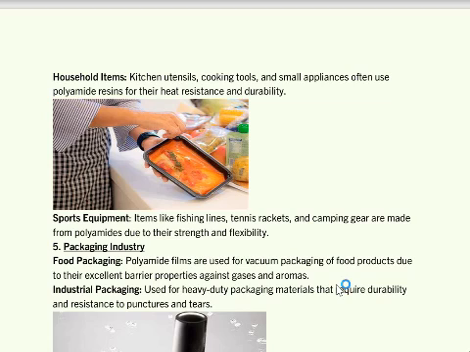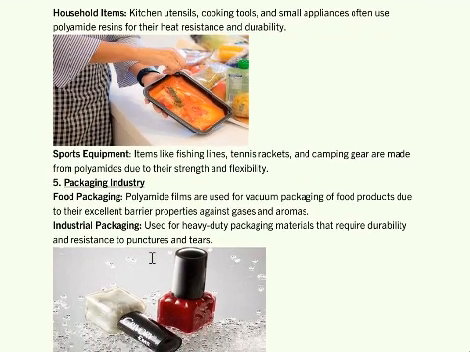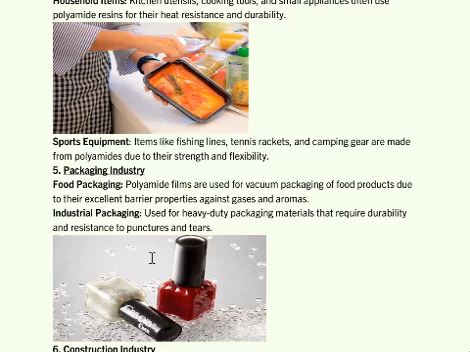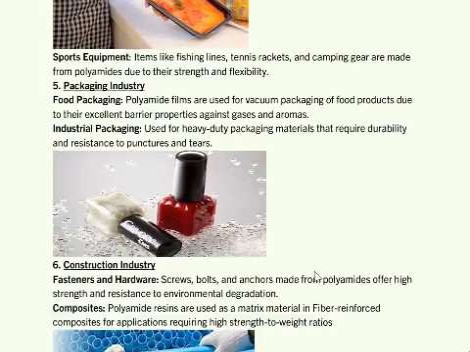Sports equipment items like fishing lines, tennis rackets, and camping gear are made from polyamide due to their strength and flexibility. Also, in the packaging industry, polyamide serves as a great component. Food packaging: polyamide films are used for vacuum packaging of food products due to their excellent barrier properties against gases and aromas. Industrial packaging: used for heavy-duty packaging materials that require durability and resistance to puncture and tears.